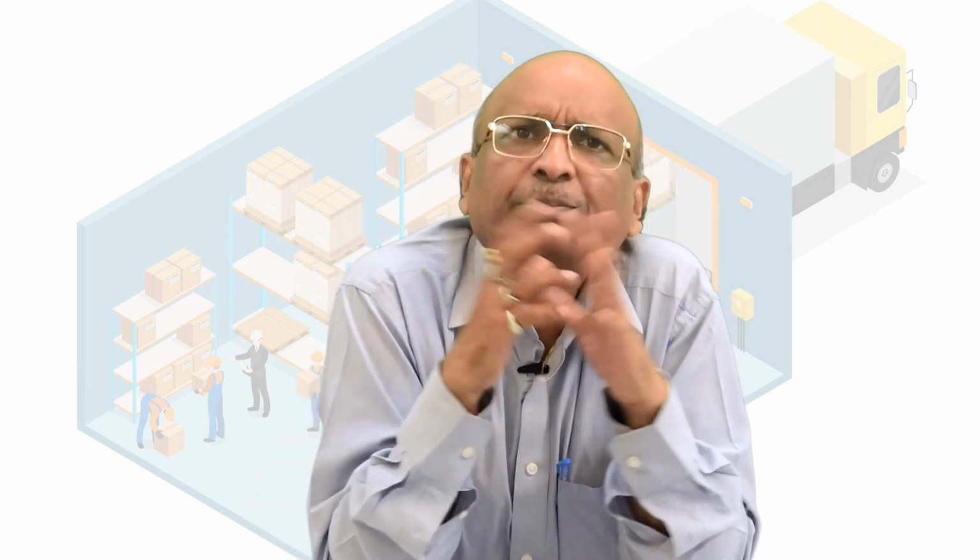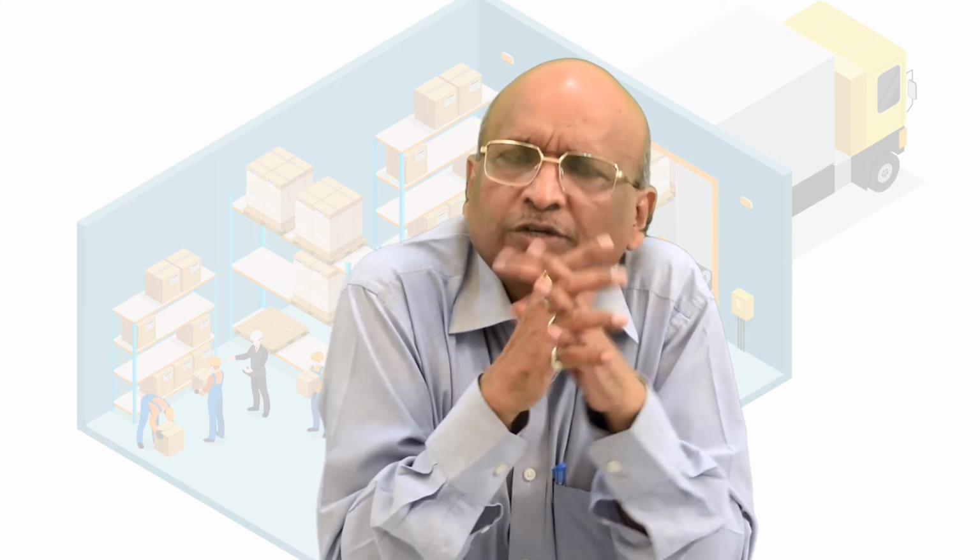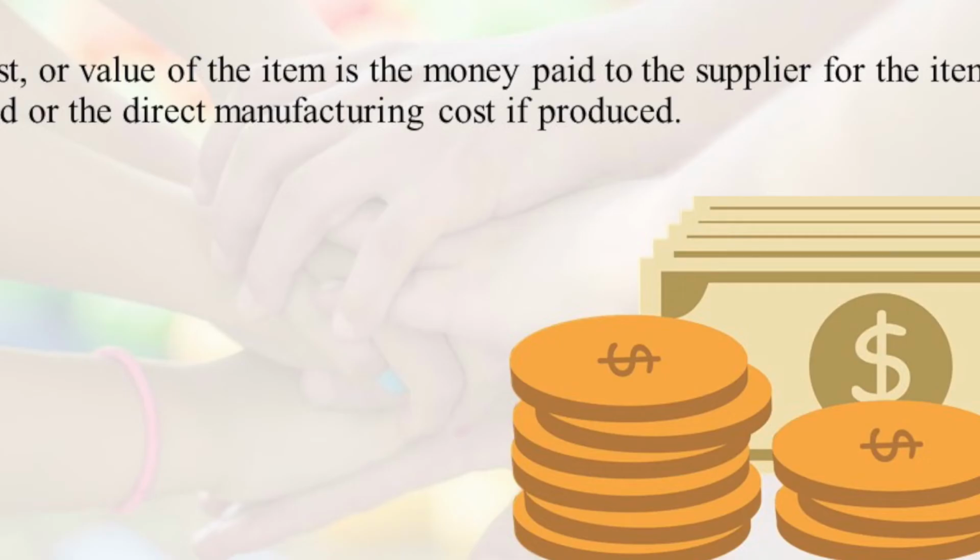Now what is the purchase price or the production cost? The cost or the value of an item is the money paid to the supplier for the item received or the direct manufacturing cost if it is produced. You have two ways, either you purchase some item or you can produce it. So in both cases, if it is purchased then it is the purchase price, if it is produced then it is a production cost.